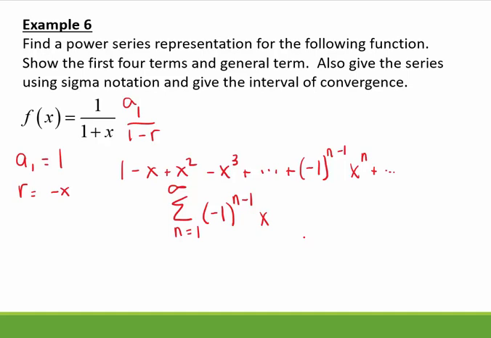Now, finding the interval of convergence. That just means this ratio here has to range between negative 1 and 1. So that means that x is going between negative 1 and 1. Because I multiply by a negative 1 and flip the signs, so that's what we get. X to the n. I apologize, I missed an n here.